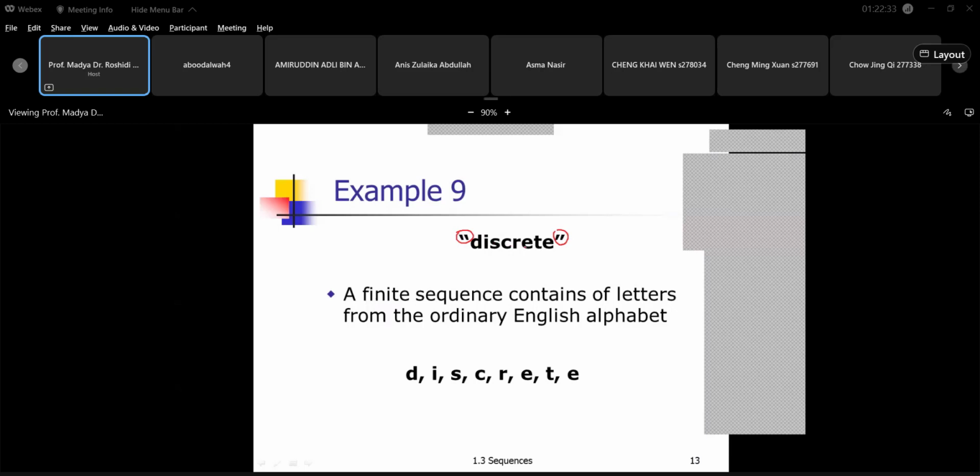Once we have this one, how do we represent it? We need to split each of this word based on the letters. So it says that the sequence consists of letters, so we focus on letters. Now D, I, S, and so on until E. From here, in discrete, we represent it through this sequence.